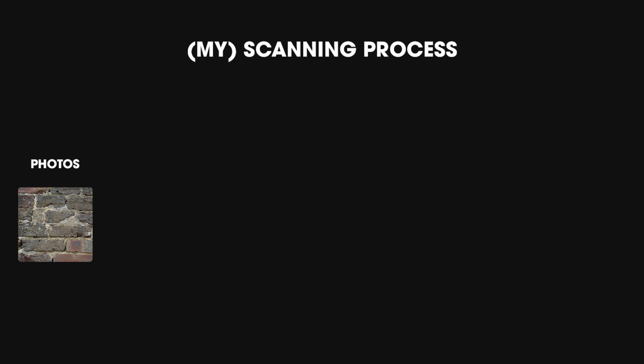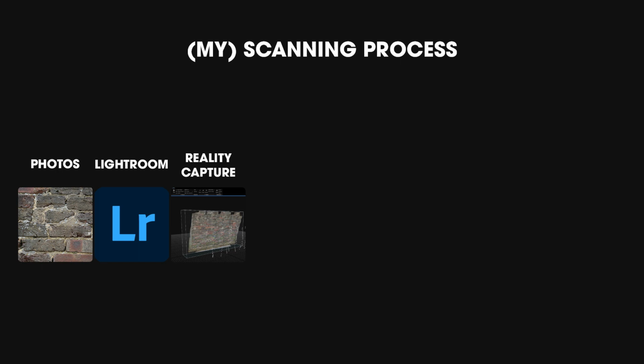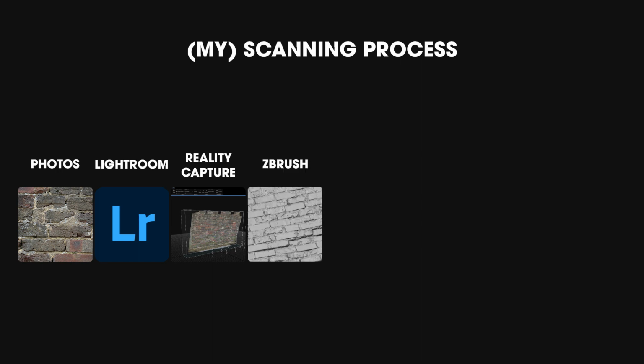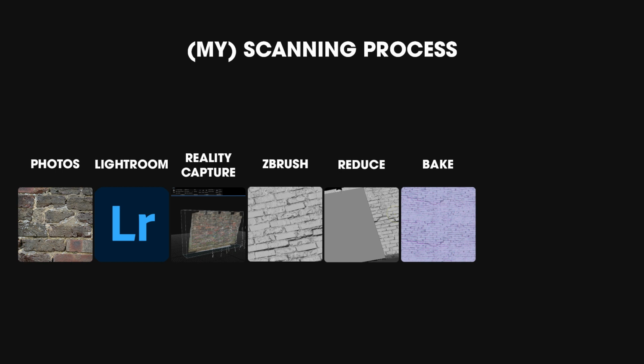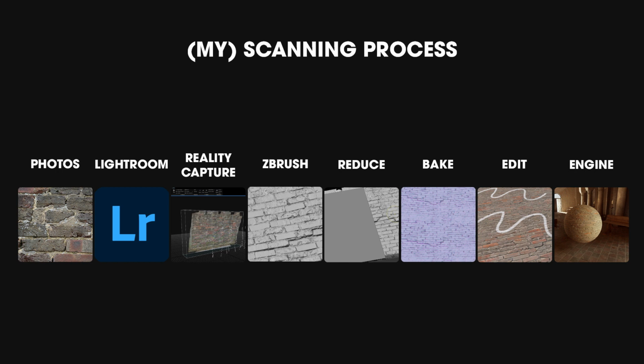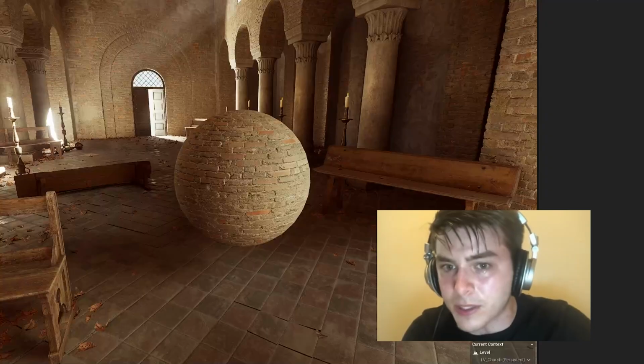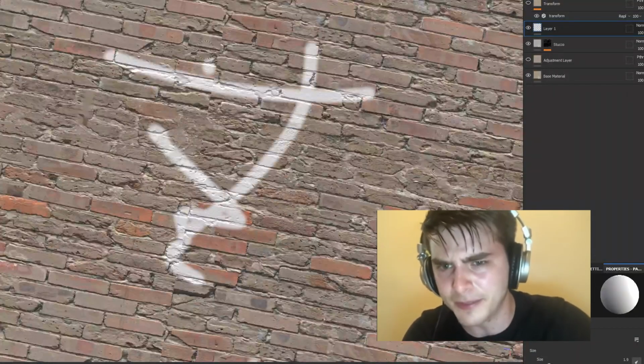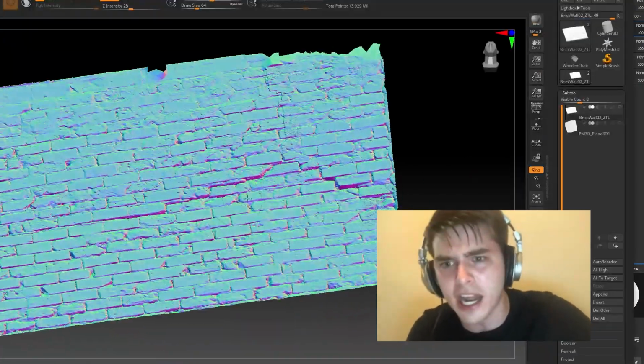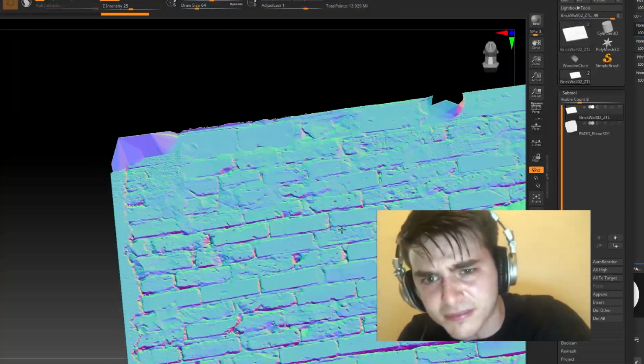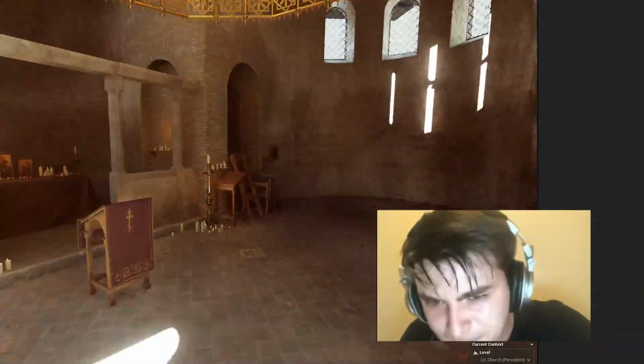First you take the pictures, then you process them in Lightroom to make them all even, then you process it in Reality Capture and make any adjustments you might need. Then you edit them in ZBrush, reduce the mesh and clean it up, bake the textures down to a game-ready model, edit it in something like Substance Painter, and then you can bring it into the engine. After all that, they definitely work for the first time in the engine with no adjustments whatsoever. Well, that's the short version of it anyway.